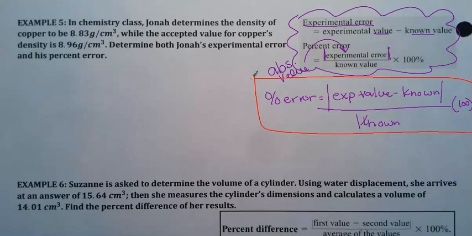Okay, so here's the thing. If we read back through it, we know we need an experimental value and a known value. So which of those is considered the experimental value? The 8.83. Why do you think that's the experimental value? Good. This is the experimental value because it's what he got, what Jonah got. How do you know that 8.96 is the known value? Yeah, that's what he's supposed to get, right? That's the accepted value. Okay, fantastic. Good. So then, how do we find the experimental error?